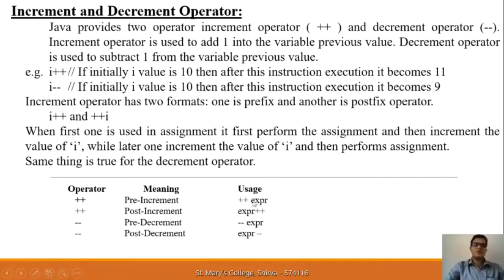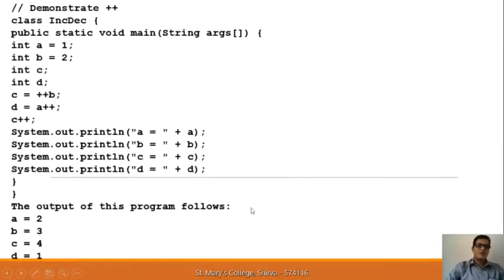Suppose if you see ++expression, this is pre-increment. Suppose if you see expression++, this is post-increment. Then what is the major difference between pre-increment and post-increment? In the pre-increment, first increment, next operation. In post-increment, first operation, next increment. Okay, please make a note. In your pre-increment, first increment, next operation. In post-increment, first operation, next increment. Clear? Now let us see a sample program.